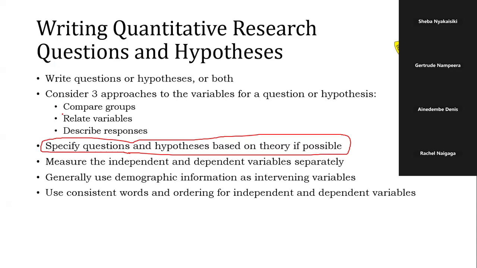Let's first of all go back to consider, when we're developing a hypothesis, comparing groups. If there are groups, like Dennis said, in this research it would be nice to see them in terms of age group. Then relate variables. You saw how in that article the researchers were relating variables, control and ease of use, control and perceived usefulness, then describe the responses.